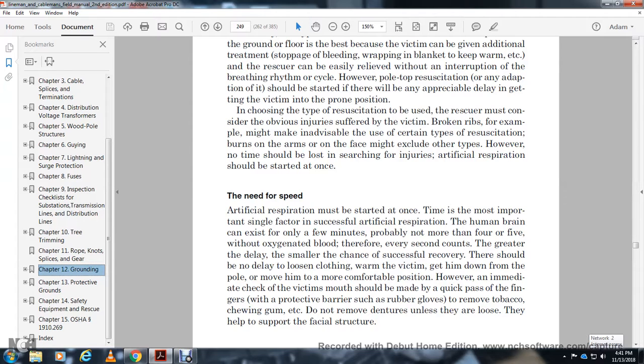Warm the victim, get him down from the pole, and move him to a more comfortable position. Immediately check the victim's mouth with a quick pass of the finger, using protective barriers such as a rubber glove, to remove tobacco, chewing gum, and so on. Do not remove the dentures unless they are loose. They help support the facial structure.